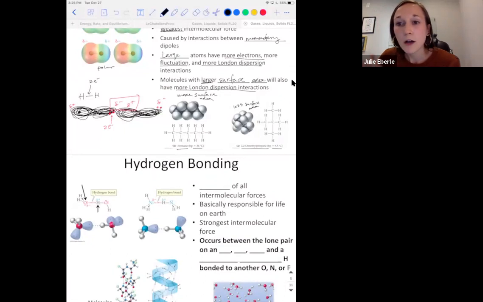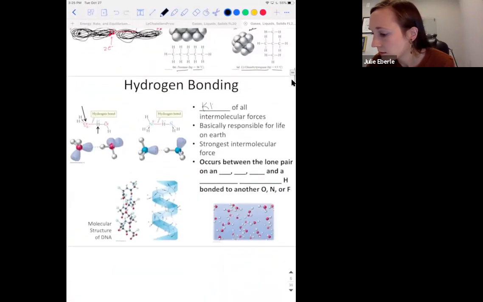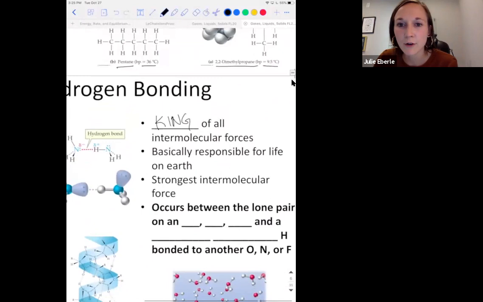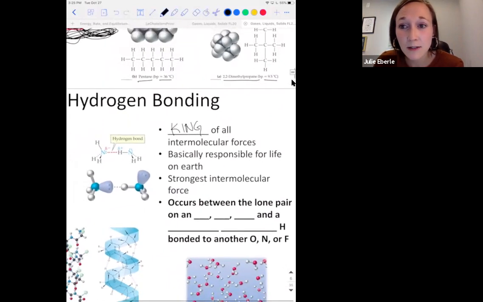Okay, hydrogen bonding. We owe our deepest respects to hydrogen bonding, and here's why. Hydrogen bond is the king of all intermolecular forces. Look at this next statement. Basically responsible for life on Earth. Why? Hydrogen bonding is actually the reason that we have liquid water at livable temperatures.